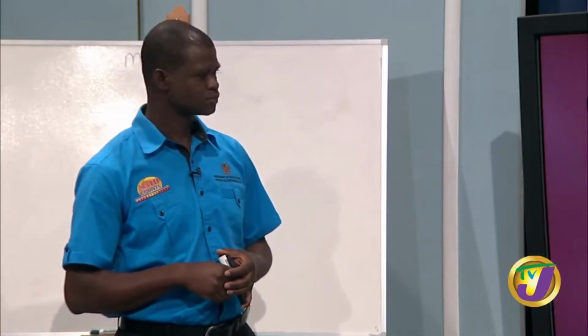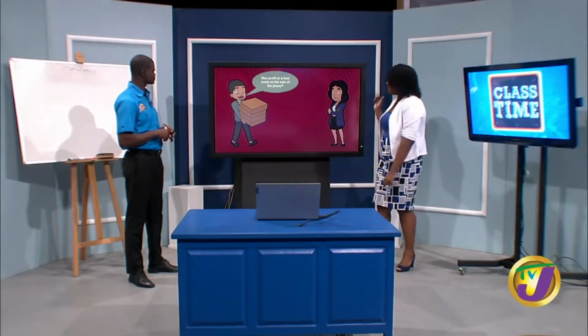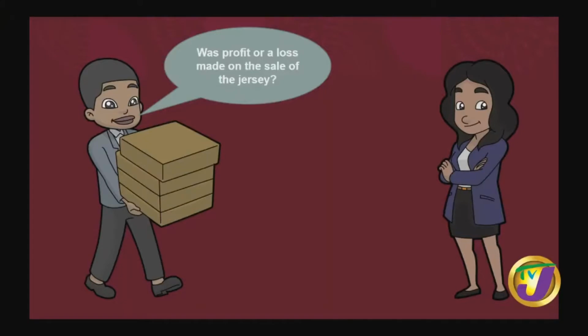All right. So we're going back to Mr. Hilton and Margaret. Mr. Hilton is here asking Margaret, was a profit or loss made on the sale of the jersey? I wonder what Margaret says. Oh, so Margaret is following our lesson. Margaret said that a profit was made. And then Mr. Hilton is going to ask her how much profit was made.